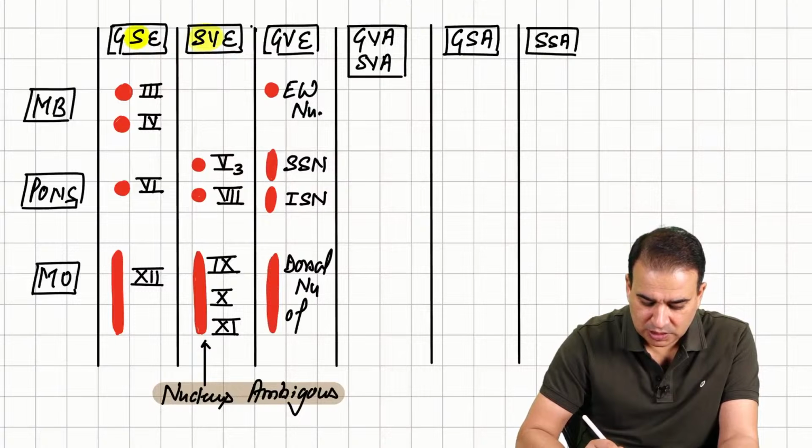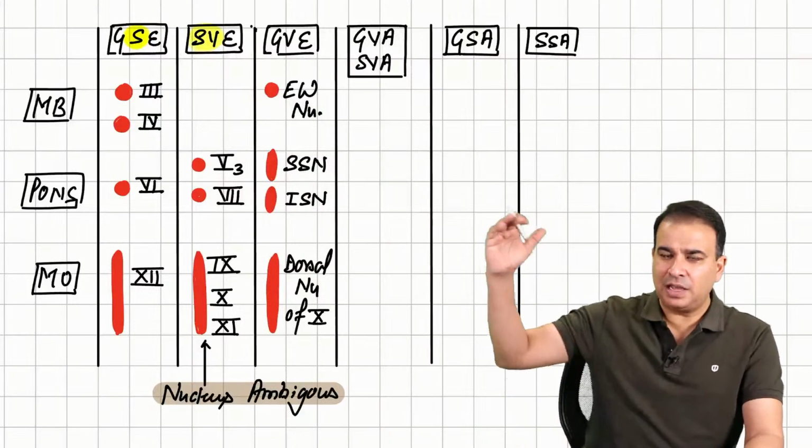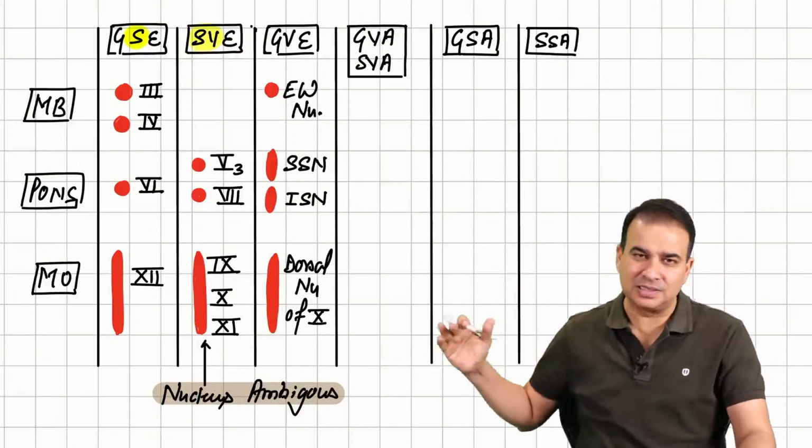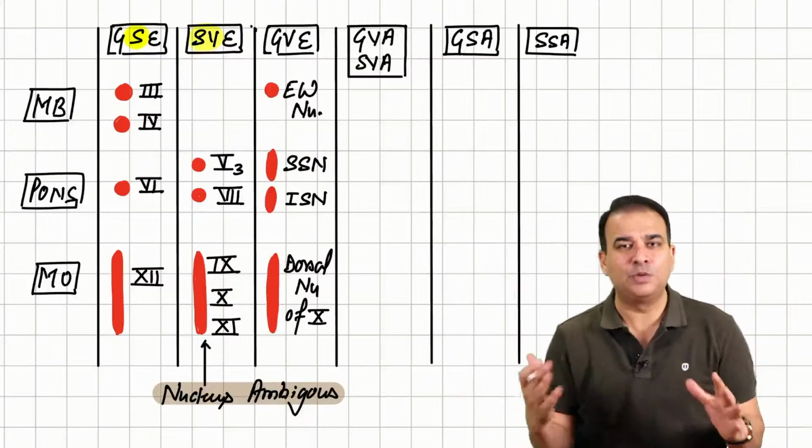This is the dorsal nucleus of vagus. Just write the name and the location of these nuclei and let's discuss it separately. It's a very important column. It deserves to be discussed separately.